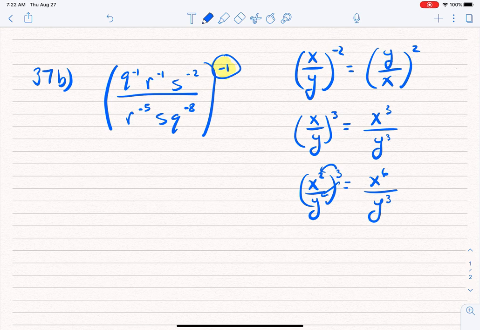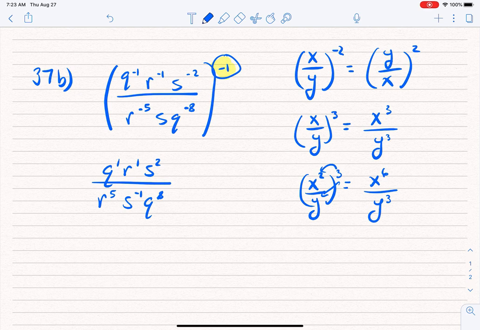So I'm going to distribute that exponent to each part because I know that a negative times a negative is a positive. So as I distribute that -1 exponent to each component of this whole thing, almost all the negatives are going to go away. And so here's what I would get as I'm doing it. I'm going to end up with q to the 1st power, r to the 1st power, s to the positive 2 power, and then on the bottom I'm going to have r to the 5th, s to the -1, and q to the positive 8. And so the only negative I have left is that one on the bottom, that s to the -1.